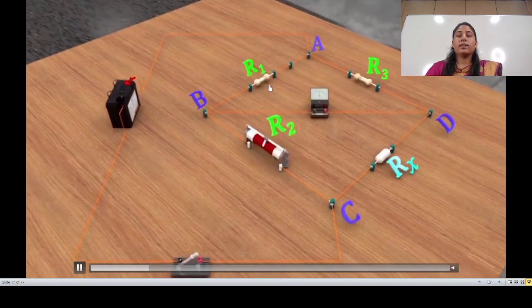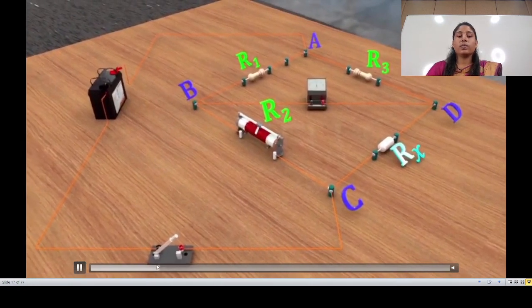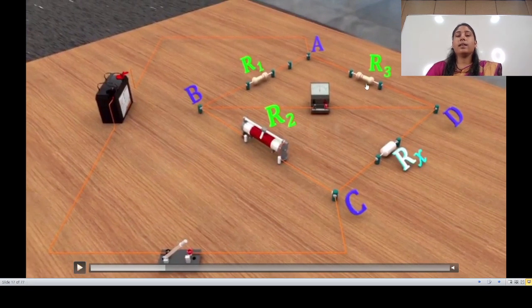Here R1 is connected, R2 is connected. In place of R2, there is a rheostat connected, and R3, which is a particular known resistor. Rx is the unknown resistor, and the rheostat is a variable resistor which is connected between B and C. Between B and D, there is a galvanometer connected. With the help of the balancing condition, R1 divided by R2 is equal to R3 divided by Rx, we can find out the value of Rx.